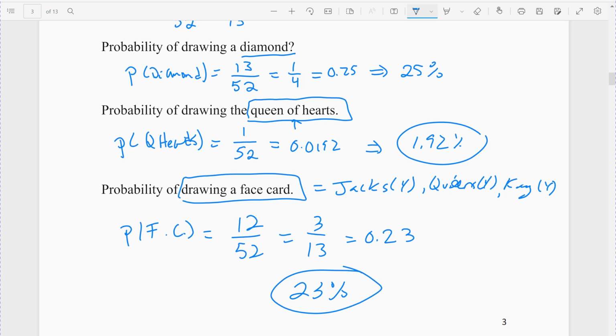Alright, so that's a deck of cards example. I'll stop there and I'll pick up the next example in the next video.